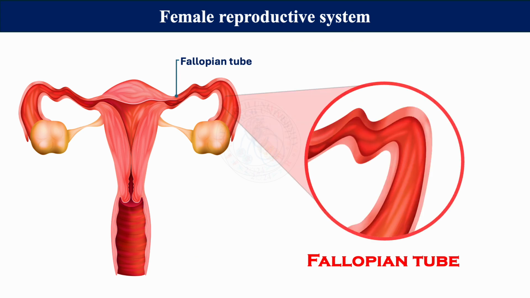The second important part of the female reproductive system is the fallopian tube. Fallopian tubes are lined with cilia and propel the egg towards the uterus. They also provide a suitable environment for fertilization to take place. Once fertilization occurs, the resulting embryo travels down the fallopian tube and reaches the uterus, where it implants into the uterine lining for the pregnancy to proceed.